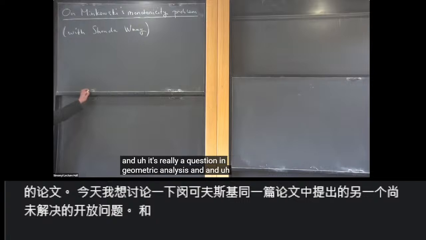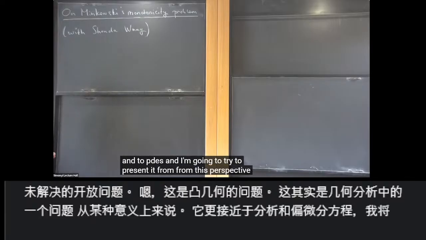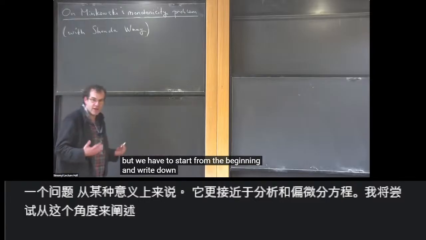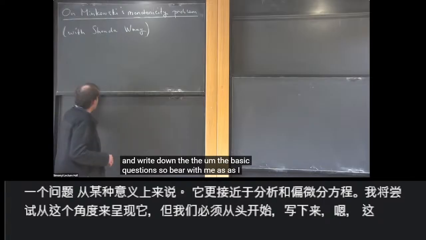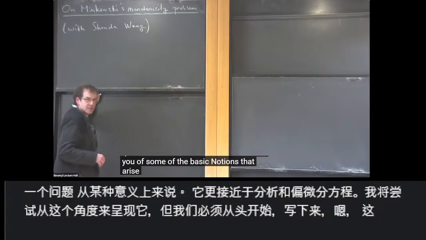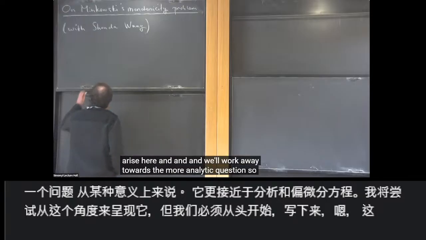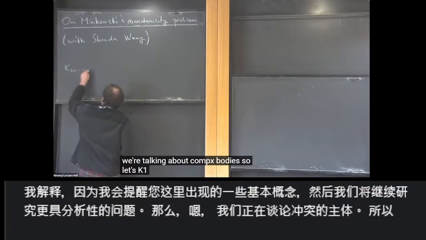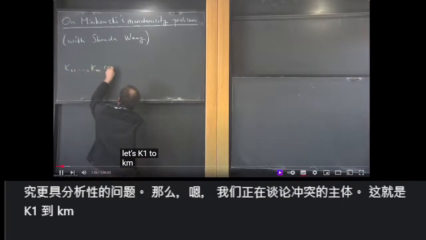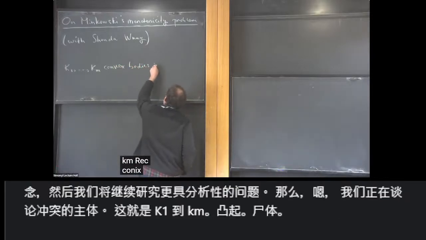In a sense, it's much closer to analysis and to PDEs, and I'm going to try to present it from this perspective. But we have to start from the beginning and write down the basic questions. So bear with me as I remind you of some of the basic notions that arise here, and we'll work our way towards the more analytic question. So we're talking about convex bodies. Let K1 to Km be convex bodies.